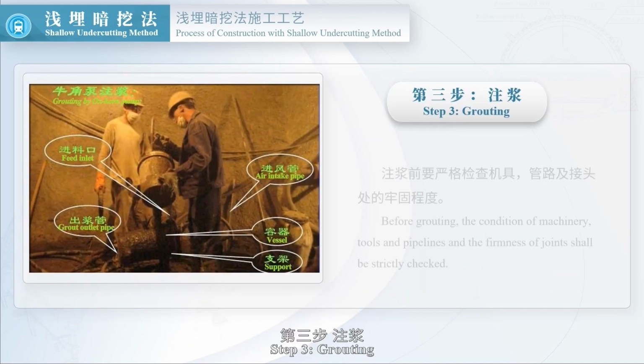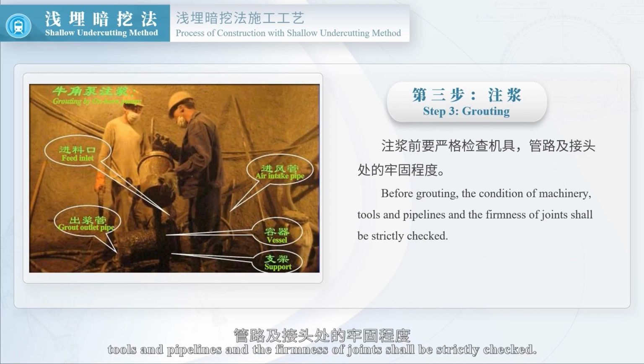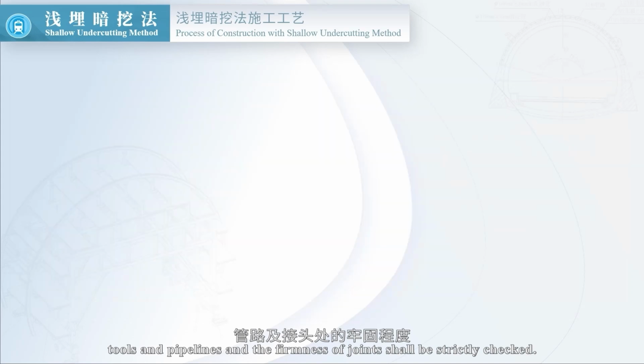Step 3. Grouting. Before grouting, the condition of machinery, tools and pipelines and the firmness of joints shall be strictly checked.